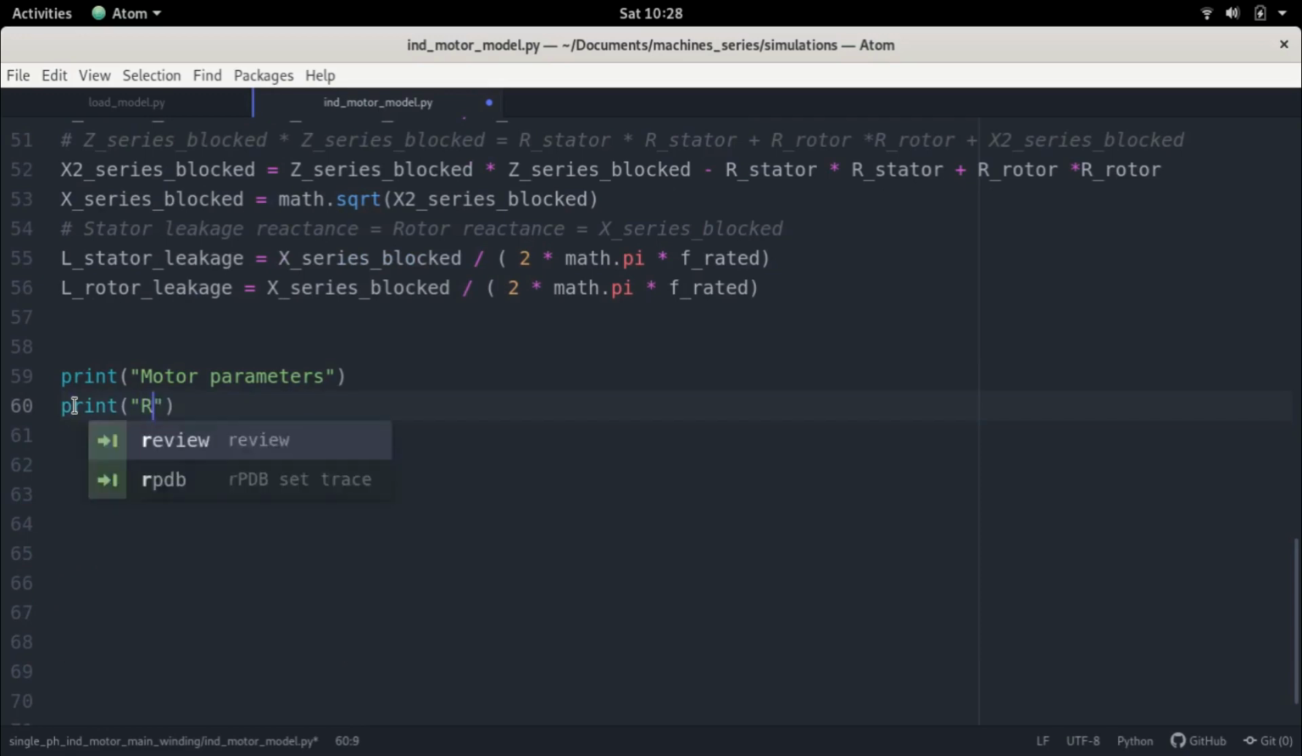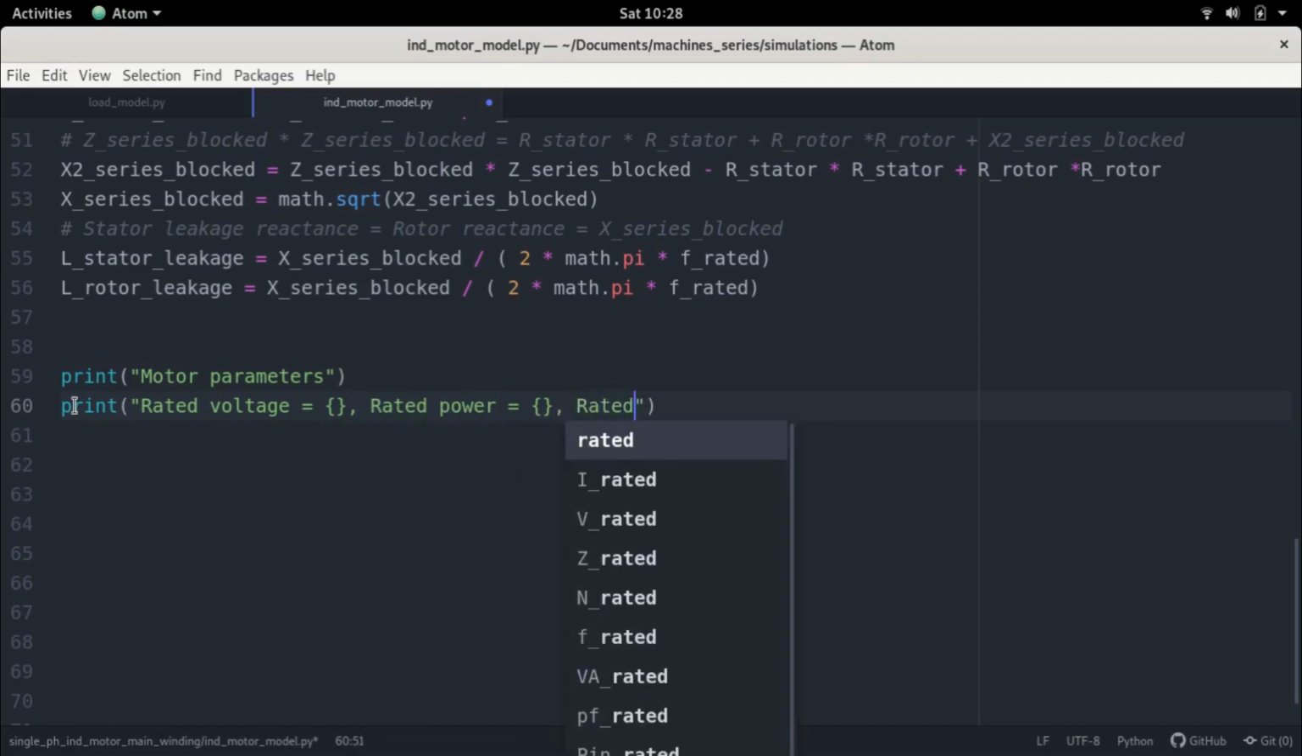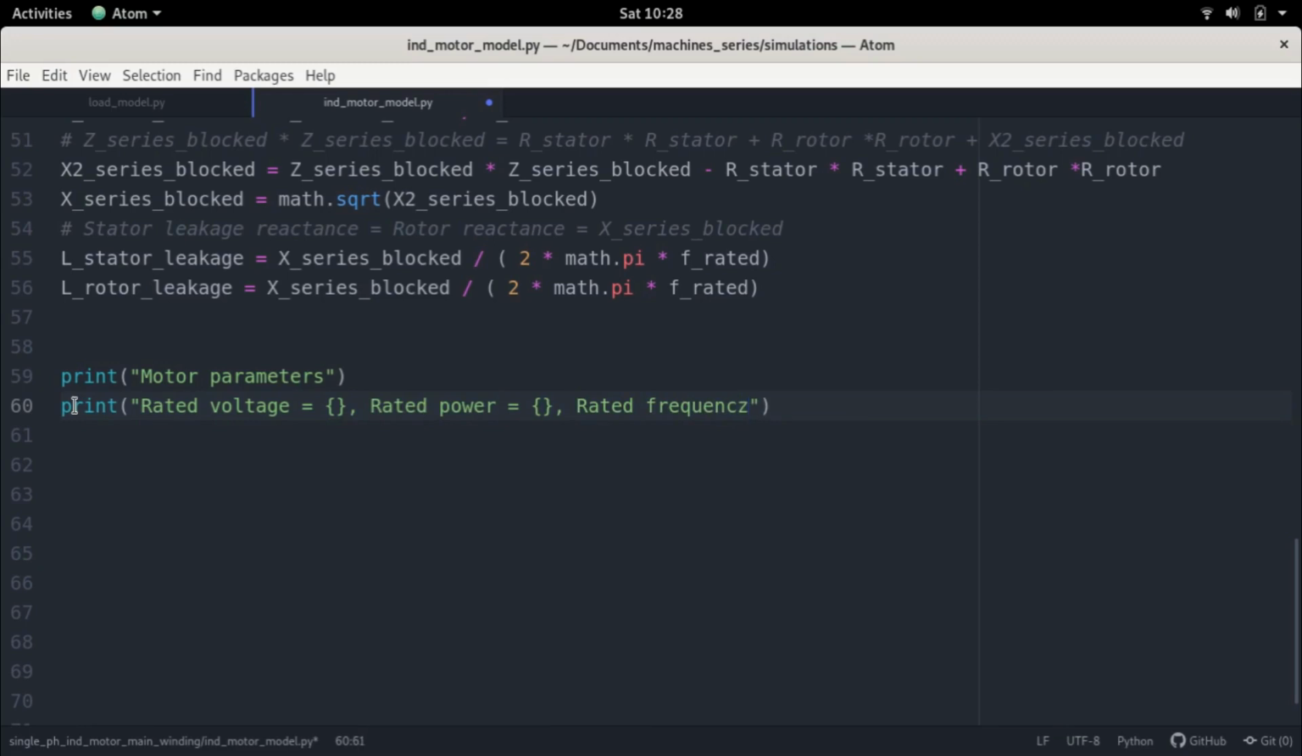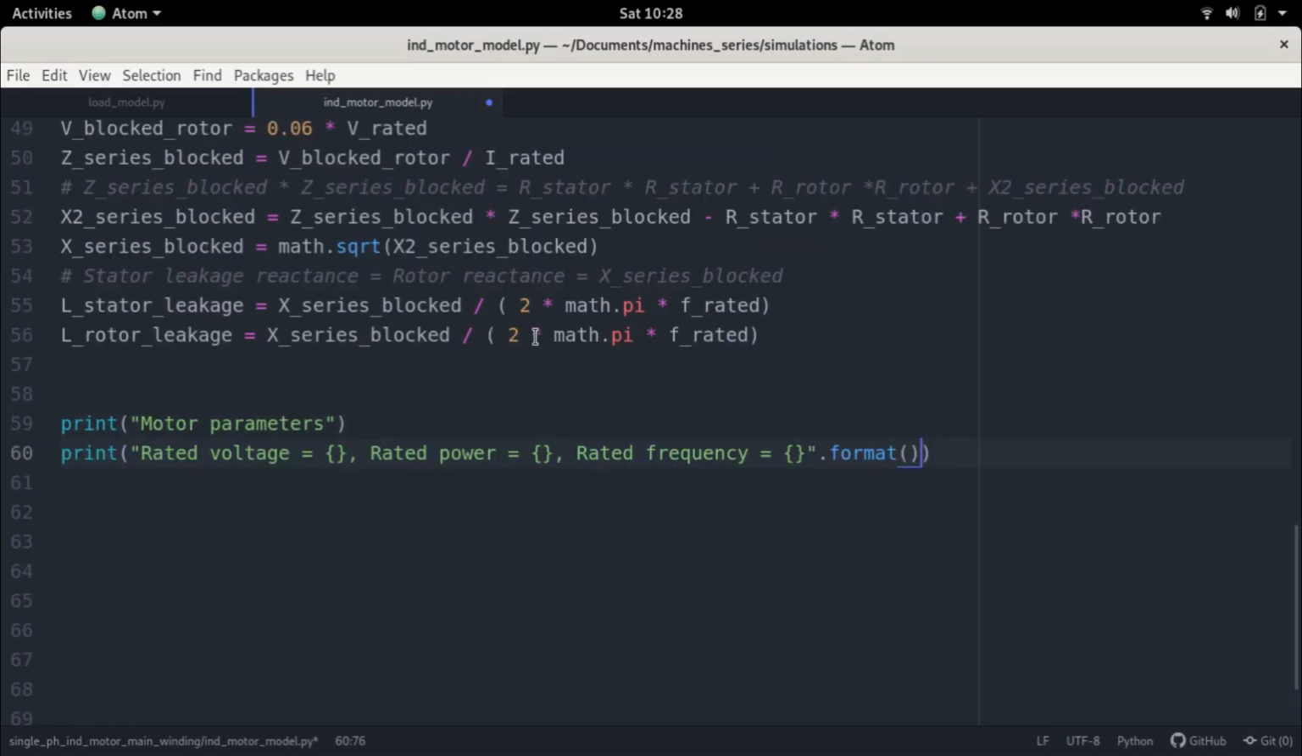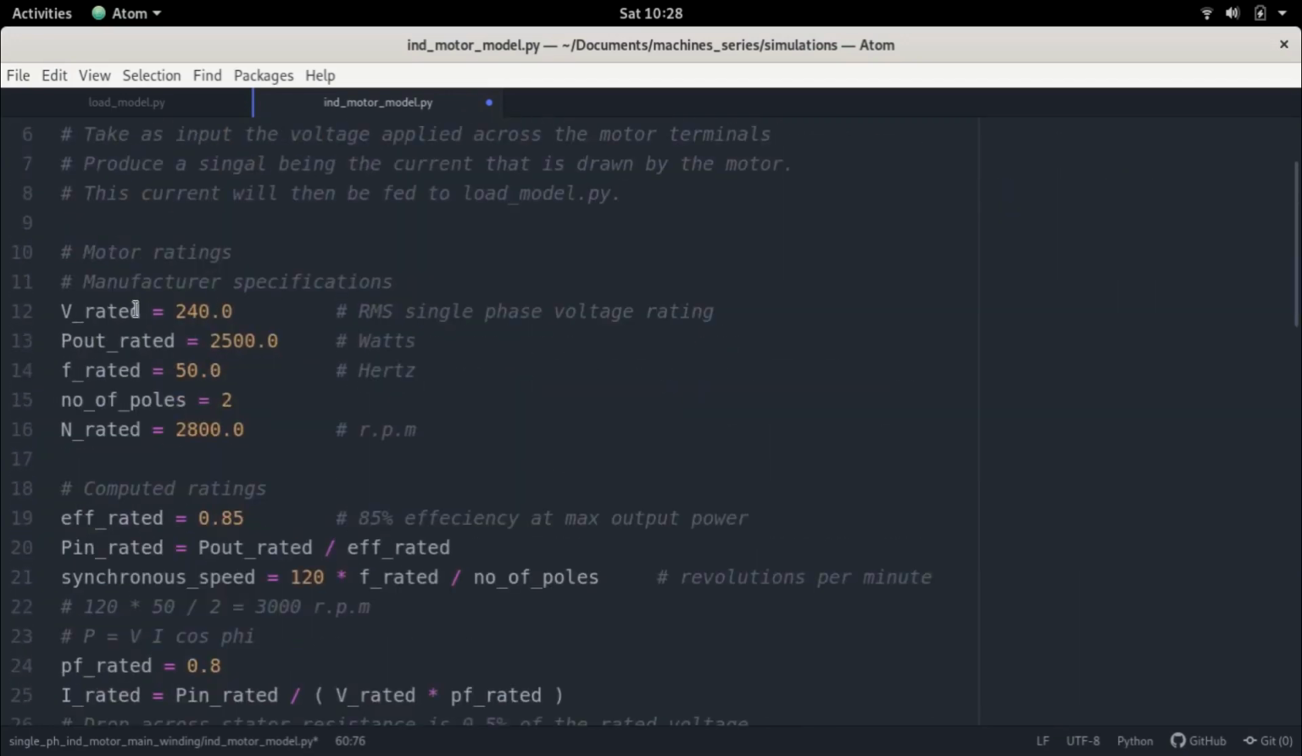For example, we'll say rated voltage is equal to, and let's use the Python syntax here, rated power is equal to, rated frequency is equal to. And of course, when you do this, you must use the format command that comes with Python. All we have to do is provide the three values. For example, I can just pick out V rated, P out rated, and F rated.